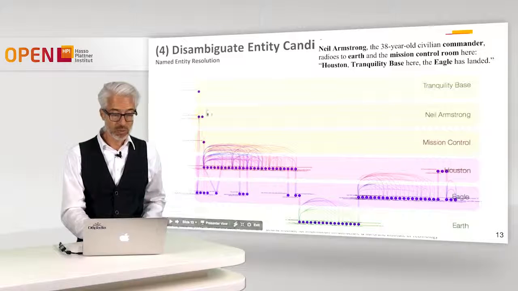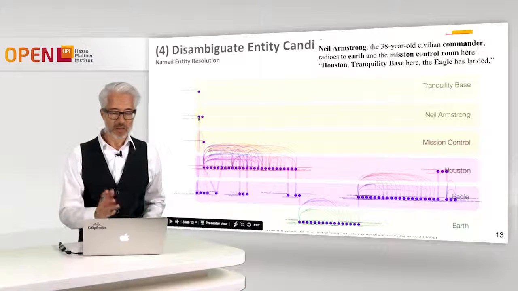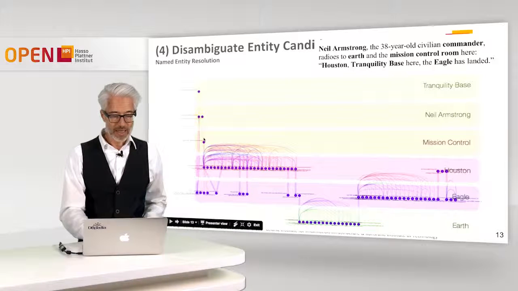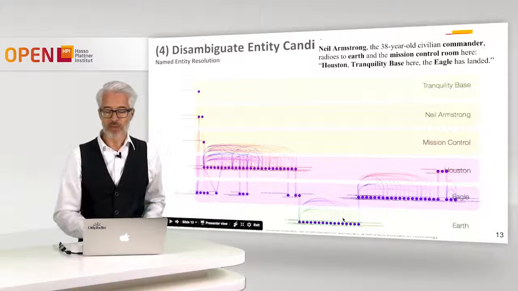Then I go to the next one where I only have two different choices. And I see here, for example, that one of them is not connected to any other level. So it should be this one, which makes it quite easy. So we have the first three already determined. And then we have to find out which of the others might be the correct one for Houston, Eagle, and Earth.